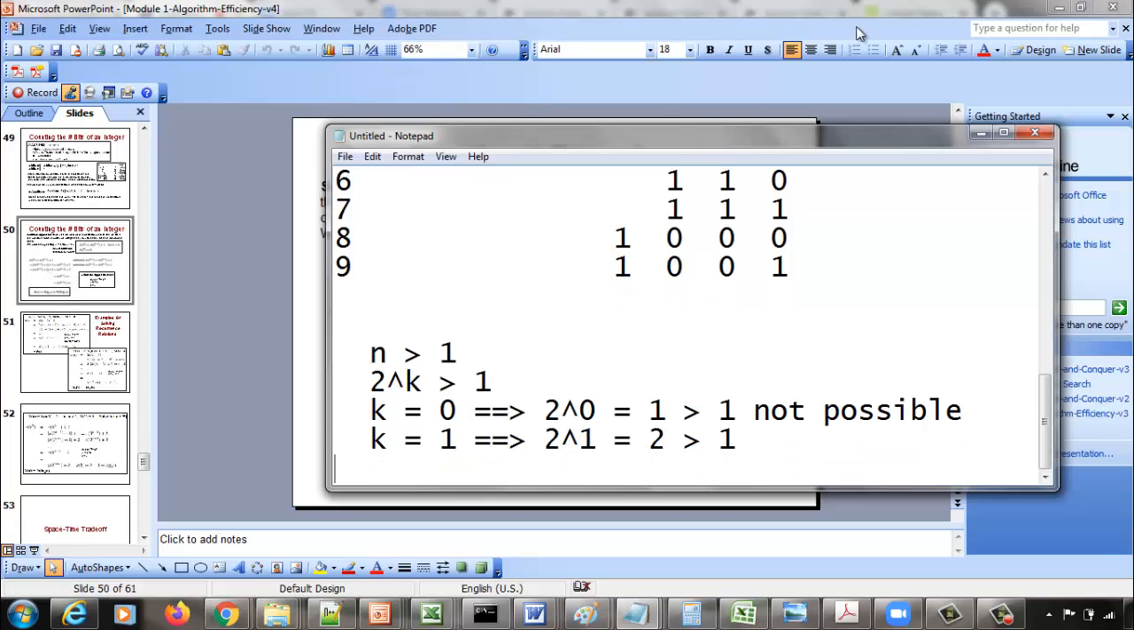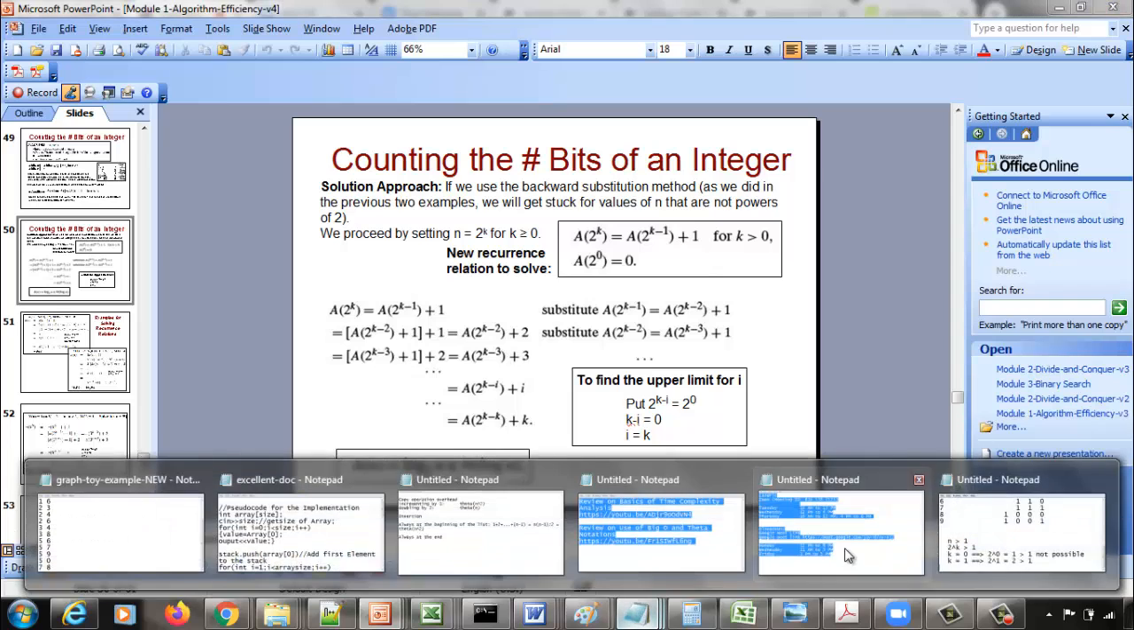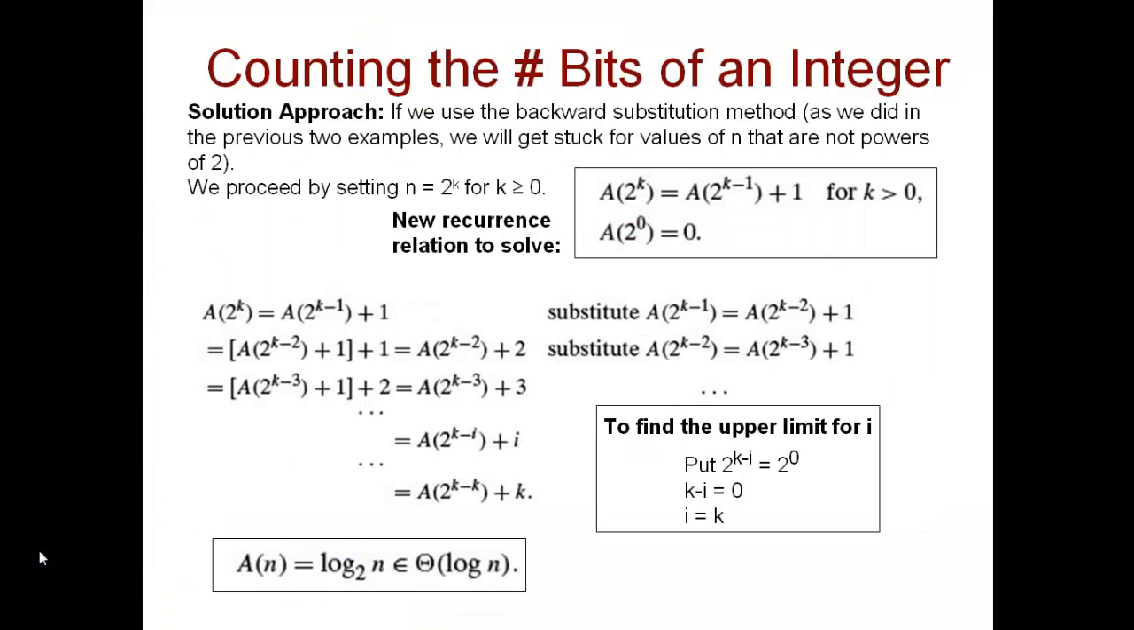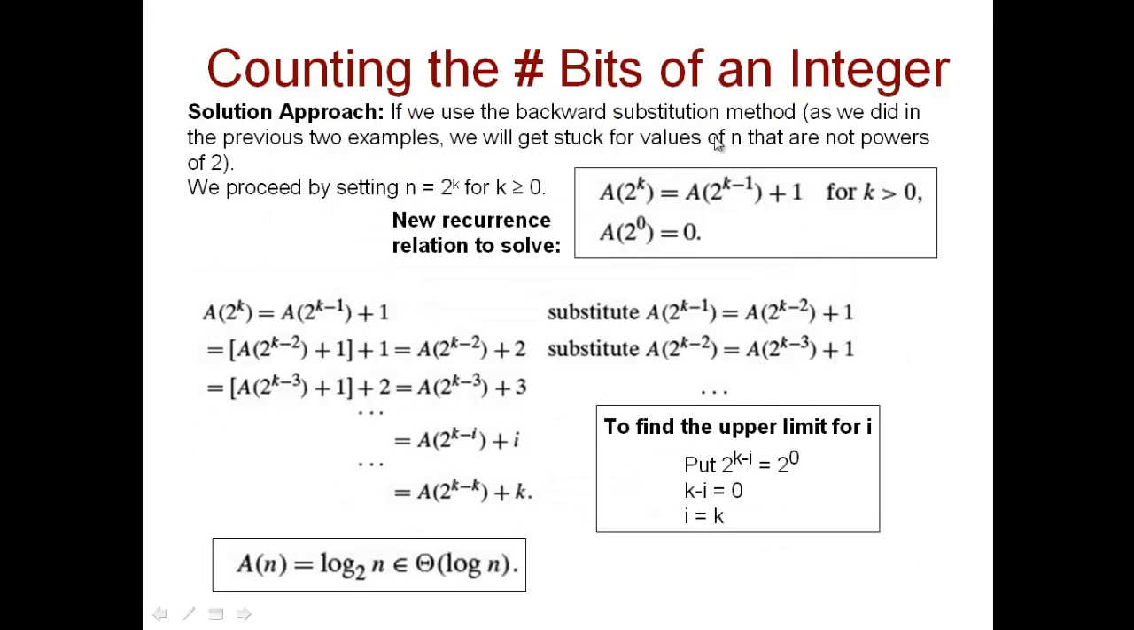So that is why you see here I have said this recurrence in terms of k is for k greater than 0, that means greater than or equal to 1. So these two recurrence relations, a of 2 raised to k equals this one, is equivalent to this relation with the substitution that n equals 2 raised to k. So this is for k greater than 0.